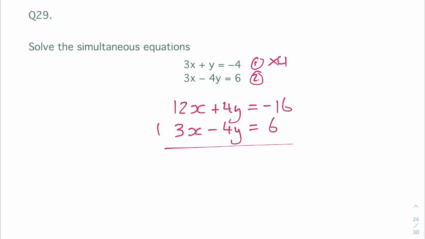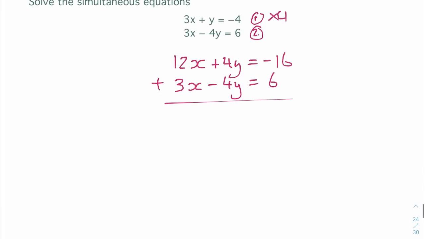Now they have different signs, so I'm going to add them together. So 12x add 3x is 15x. The y's disappear. Negative 16 add 6 is negative 10. So either way, this isn't the nicest of questions, because already you can see that we're going to get a decimal here, or a fraction, depending on how we write our answer.